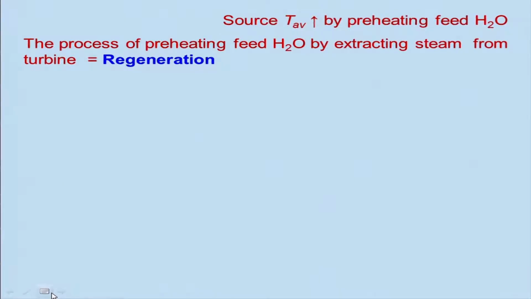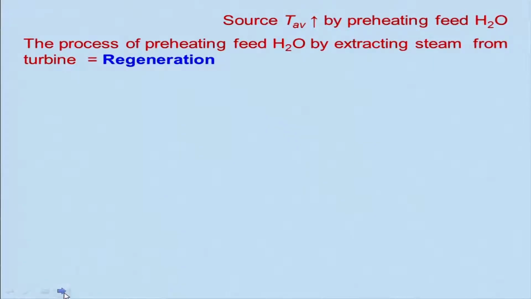In this case, what we do is extract the steam from the turbine after it has expanded in the high pressure portion of the turbine, or high pressure turbine. Then we will mix it with the feed water. Let us see how we can achieve this concept of regeneration.